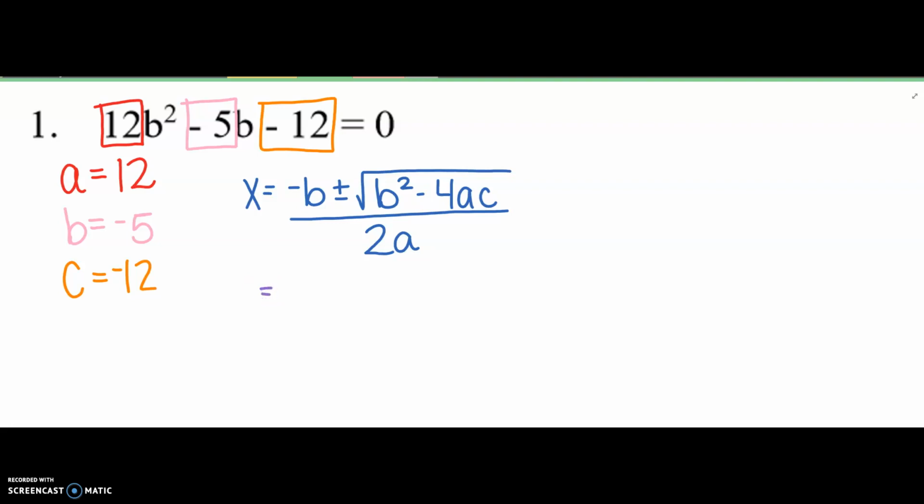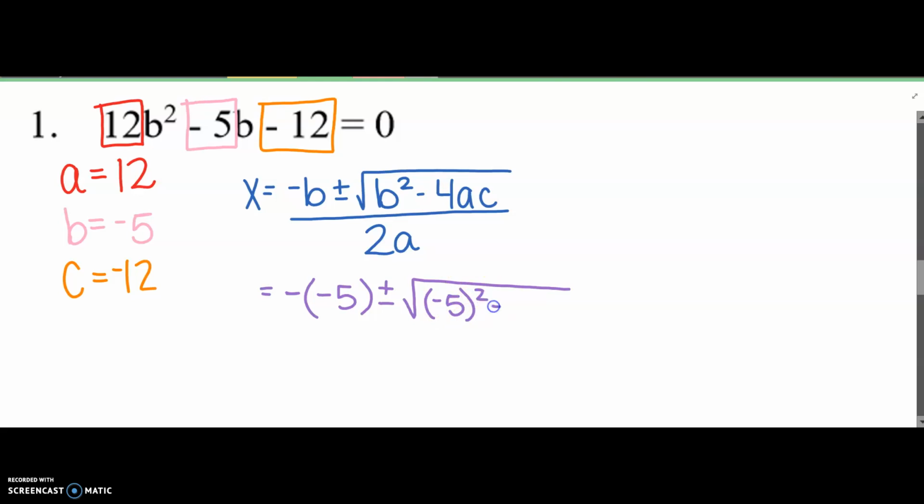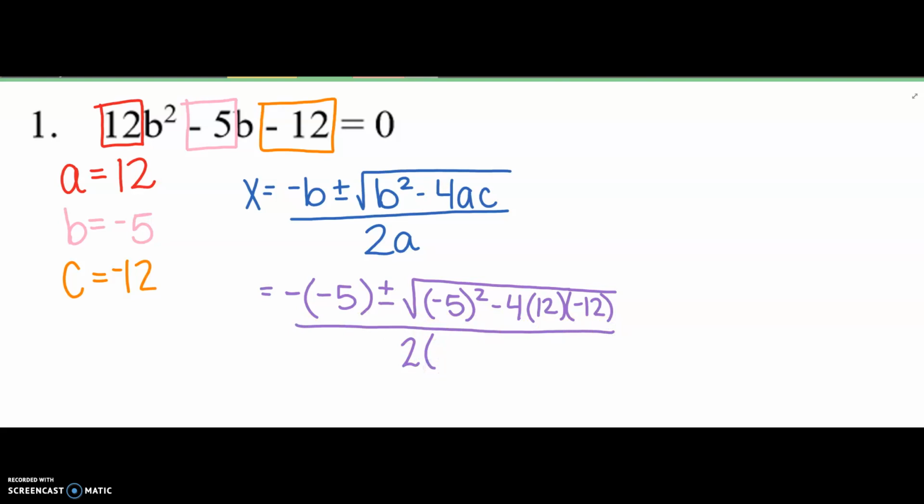We have negative b. We keep that negative sign out front, and we'll put our b value in a set of parentheses. My b value here is negative 5. Then we have plus or minus the square root of b squared. So I take my negative 5, put it in parentheses with a square, minus 4 times a, which is 12, times c, which is negative 12. And all of this is over 2 times my a value, which is 12.